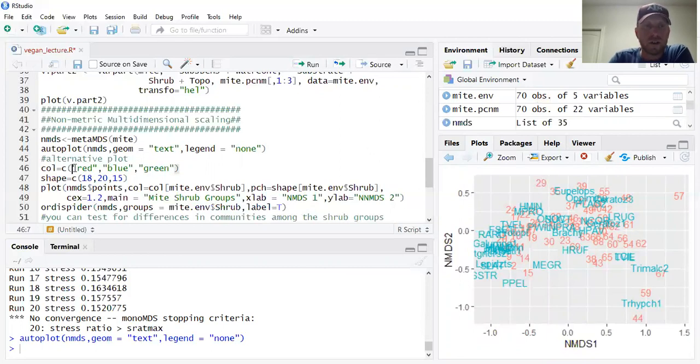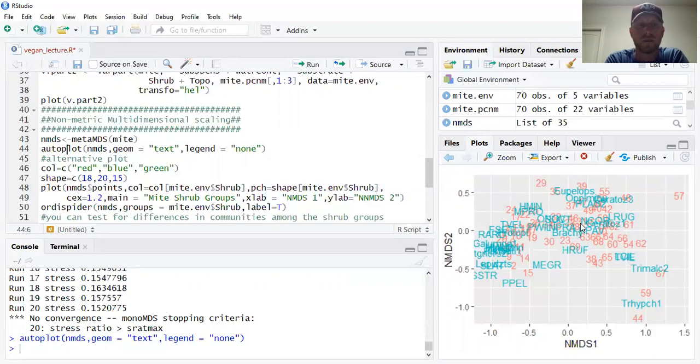Okay, so an alternative to that is autoplot. And the nice thing about autoplot is it's just like ggplot. It's the same grammar of graphics. You can go into the documentation of ggvegan, and you can change the background, you can change the text size, you can change the text color. You have a lot of control over these plots.